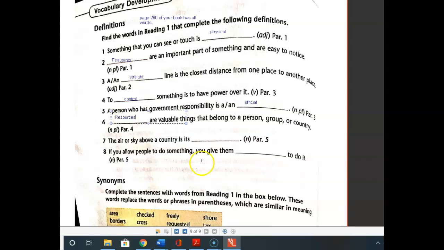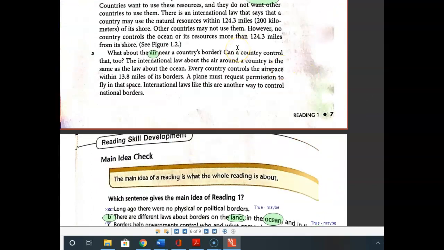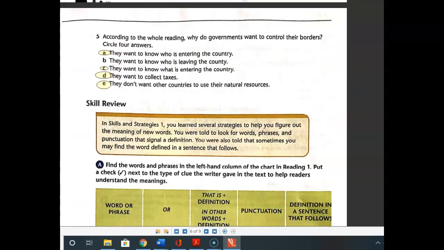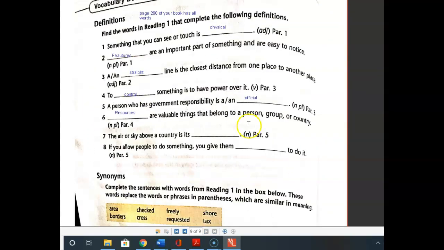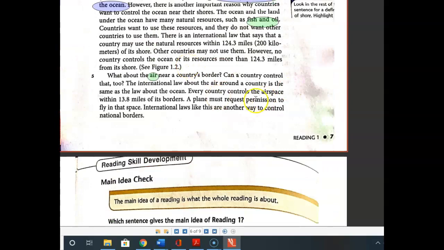Number 7, the air or sky above a country is, paragraph 5, the airspace. That's actually kind of a technical word that we don't always use, but that's what it means. Okay, for example, sometimes when we hear about an international conflict, people say one country entered the other country's airspace.